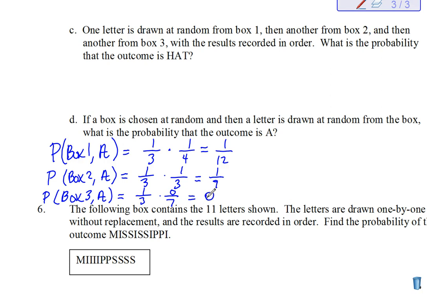So the question is, if a box is chosen at random and then a letter is drawn from the box, what is the probability that the outcome is A? So that's going to be these 3 separate probabilities.